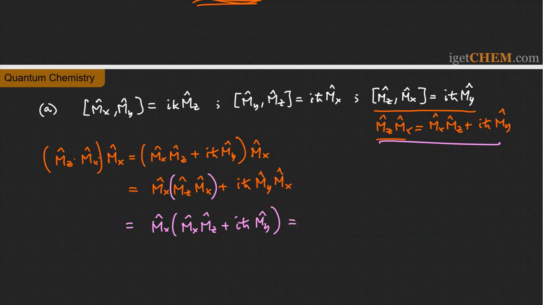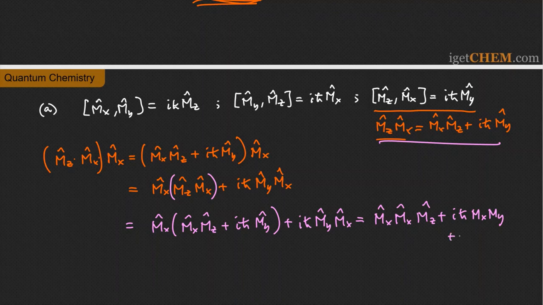And finally, I can write out everything. So this is mx mx mz. Oh, I think I'm forgetting the last term, so let me put that back in. Sorry. iℏ my mx. Okay, so now writing everything out, I will have mx mx mz plus iℏ mx my. And finally, I have another my mx, so plus another iℏ my mx. Okay, so after using that commutator that we have from part A, we see that this term is just equal to that.